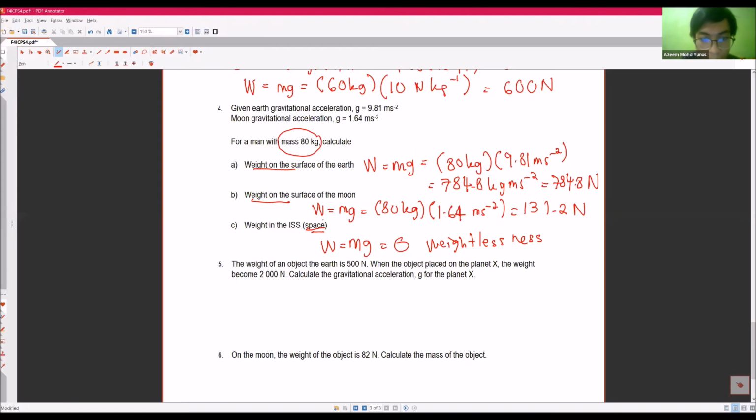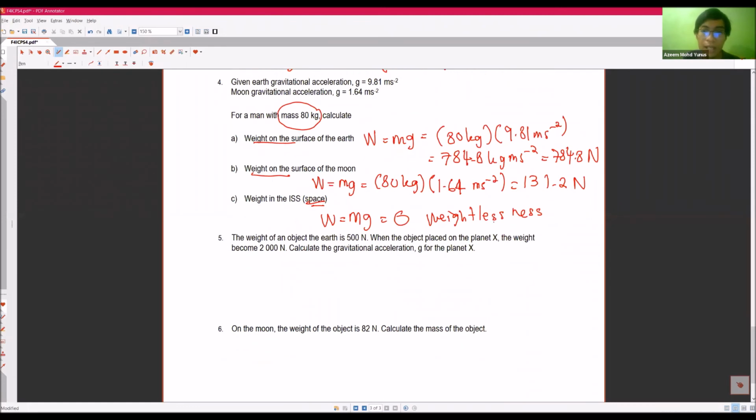So, like we said earlier, weight is actually the gravitational force experienced by the object. In this case, 784.8 Newton is the gravitational force experienced by the man on the Earth. 131.2 Newton is the gravitational force experienced by the man on the moon. Whereas we don't experience any gravitational force in the ISS because there is no mass to interact with, so no gravitational force.